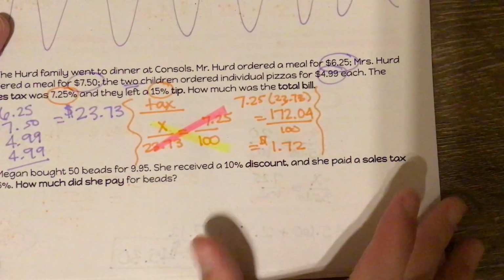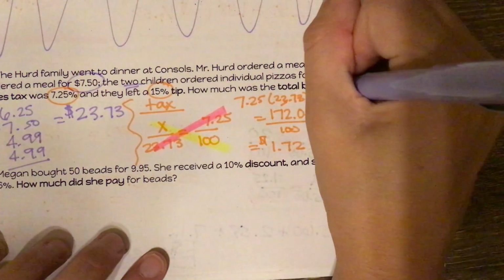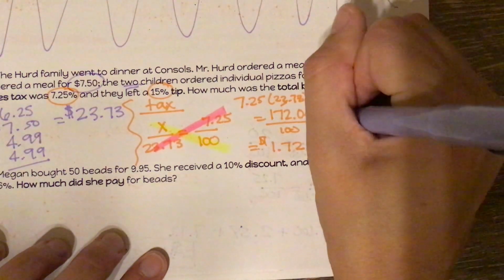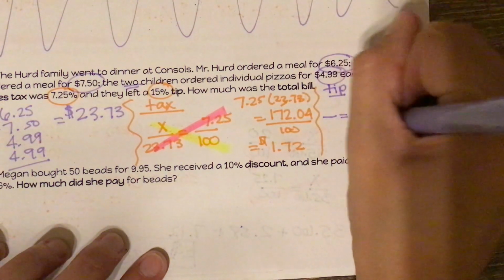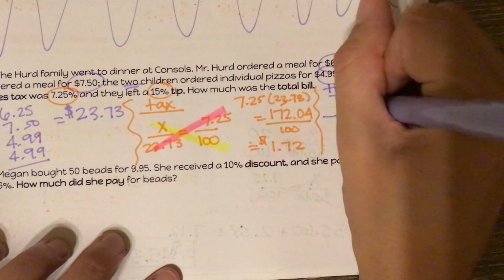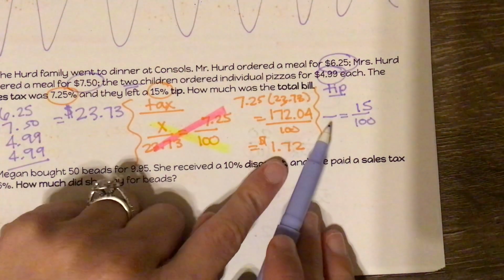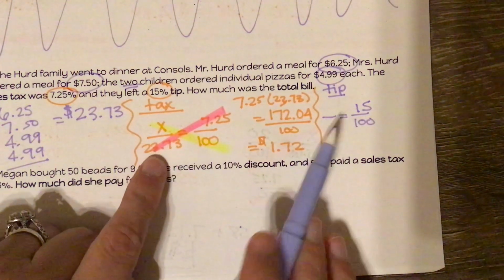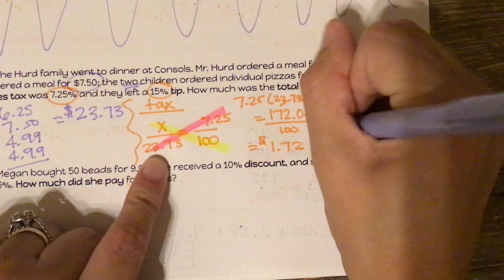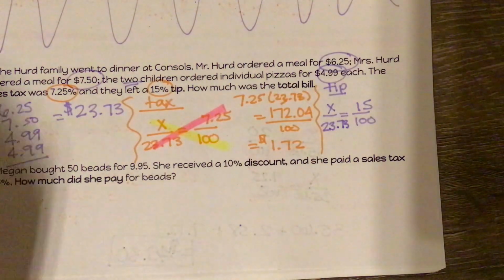The second part is our tip. So remember, most importantly, our tip is on the pre-tax amount. So we are leaving a 15% tip. This amount right here, we're not adding in the tax yet. We're still doing it on that pre-tax amount, which is $23.73, and solving for that amount.